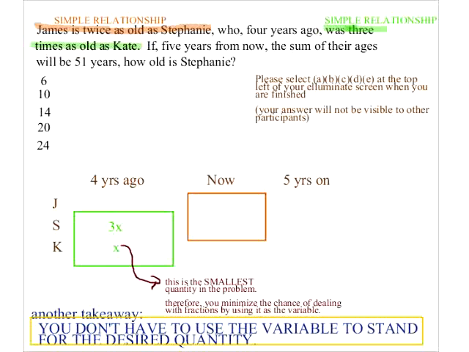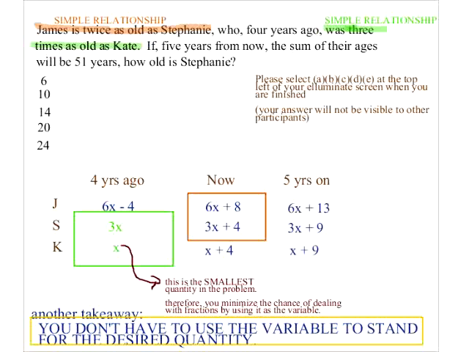This is 3x, so that makes this 3x plus 4 now because it's 4 years later. And that makes this 3x plus 9. And then this is x plus 4. And this is x plus 9. And then now you use your other simple relationship. James is twice as old as Stephanie. So you just double Stephanie to get James. So that's a 6x plus 8. That means this is now 6x minus 4. And this is now 6x plus 13. No fractions. This is really nice.